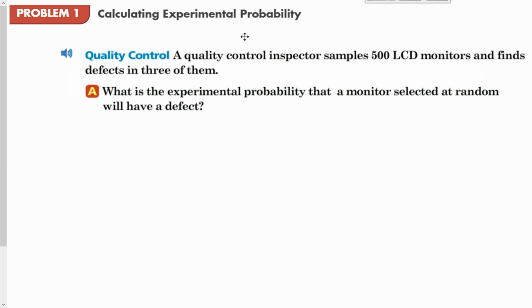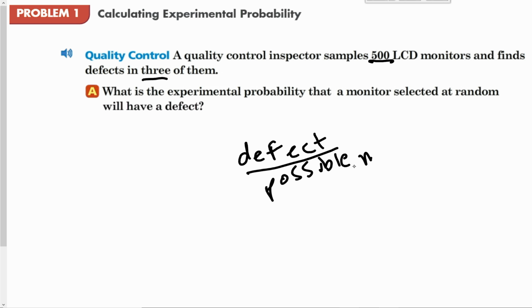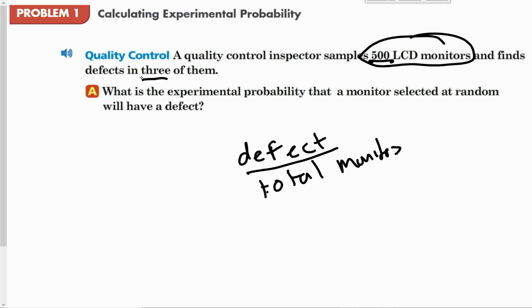We're going to calculate the experimental probability. So we have a quality control inspector who comes and sees 500 LCD monitors and finds that 3 of them are defective. So we have these numbers, right? We want to write the experimental probability that a monitor selected at random will have a defect. Okay, so that means we're looking at defects. That's our favorable, what we're comparing, defects to the total possible, which would be the total number of monitors. And this is experimental because we're actually seeing the 500 monitors and finding 3 of them that are defective.